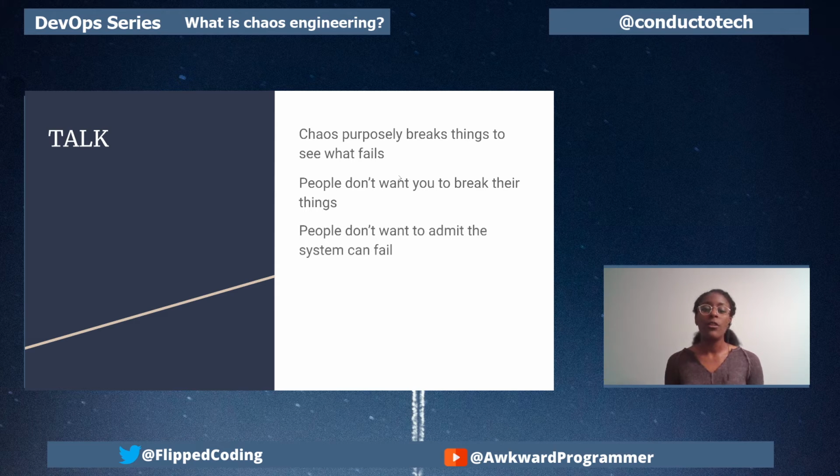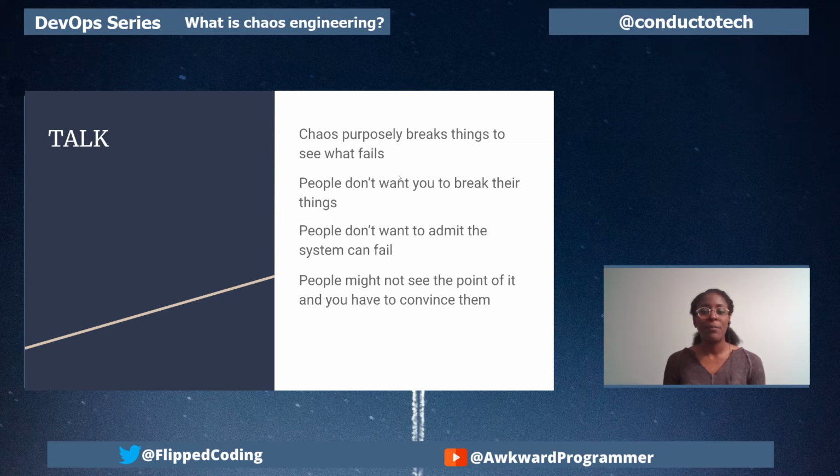So, another reason that people don't want you to go in and break things is because we never want to admit that our systems can fail. It's something that every system, online, offline, wherever, every system can fail. The thing is, we need to accept that that's a part of the process and that systems can fail. It's better for us to go ahead and break things before the real problems happen.